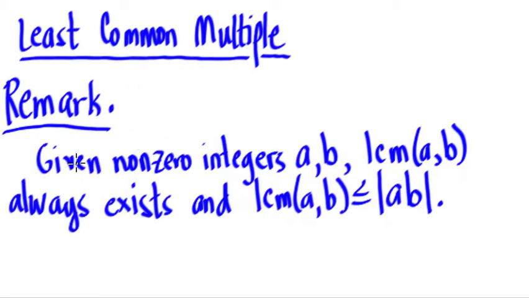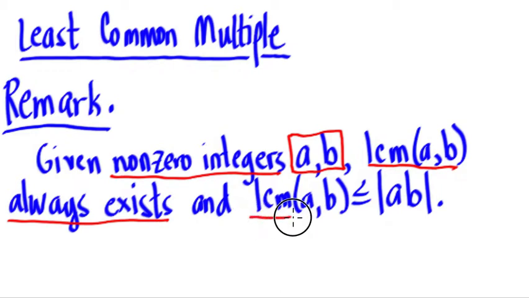So the remark says, given non-zero integers a and b, the least common multiple of a and b always exists. And the LCM of a and b is less than or equal to the absolute value of a times b. Okay, so again, the remark says, based on our discussion, it's very clear that given any non-zero integers a and b, the LCM of a and b always exists, and the LCM of a and b is less than or equal to the absolute value of a times b.